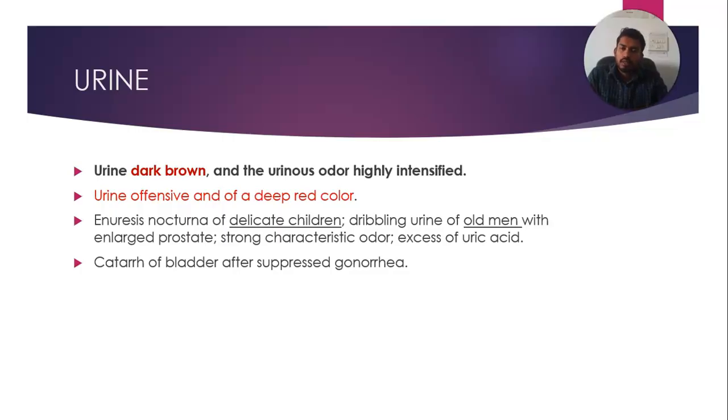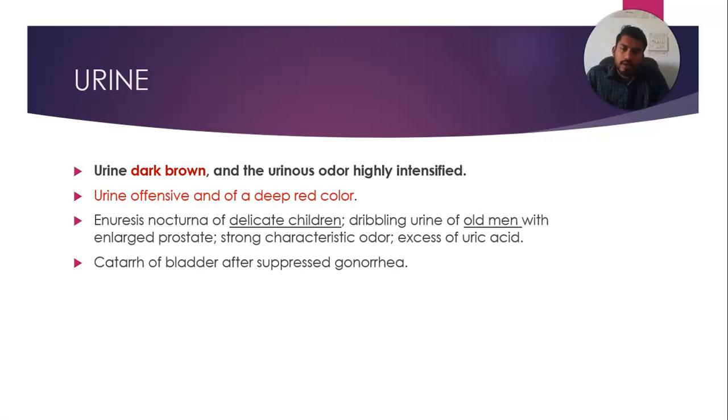In sepia, it is so offensive that the urine sample or the container that has urine has to be kept away, removed from the room. That is the level of odor mentioned. And in benzoic acid, the highly intensified urinous odor is the description given. It is also described as a repulsive odor. The urine is offensive, dark brown. It also has a deep red color. So both descriptions are there.